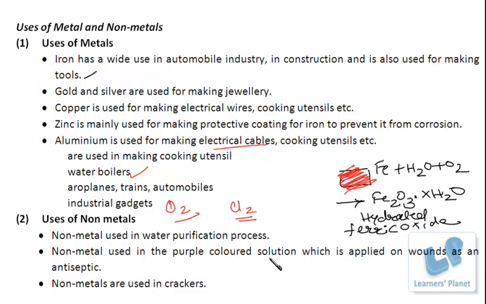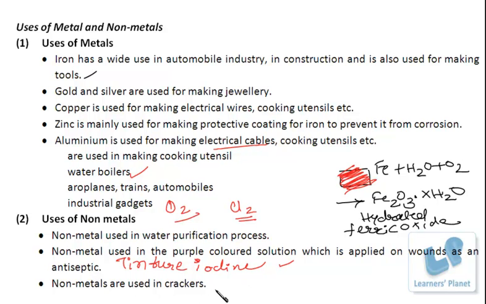Non-metal used in purple colored solution which is applied on wounds as an antiseptic. It is tincture iodine. It is also a non-metal. It also kills the organisms. If you have got a wound or something else, a cut, a bruise in the skin, just this tincture iodine is applied and it kills the microorganisms, whatever comes in contact with the cut or the bruise.